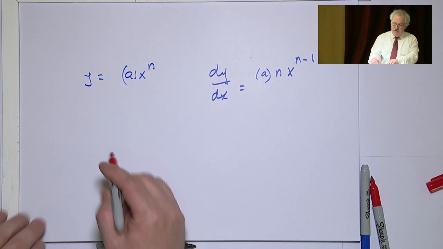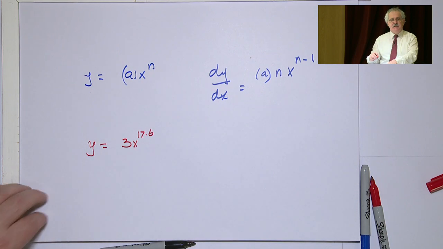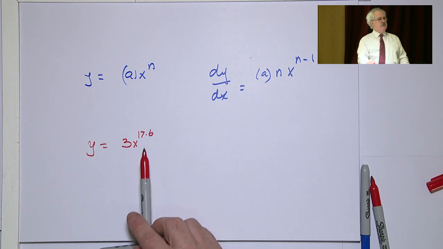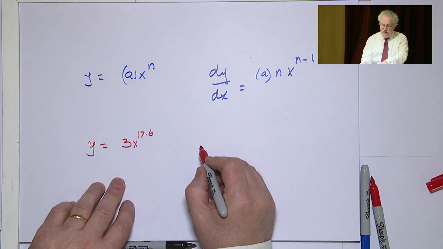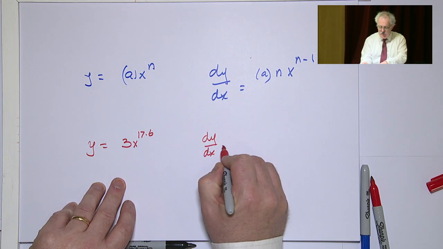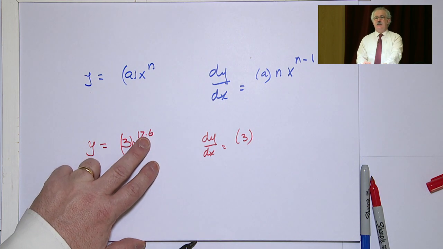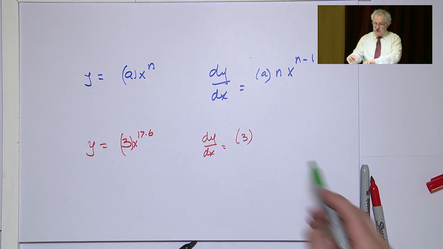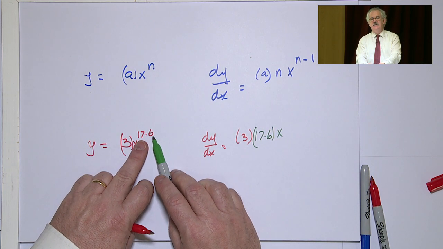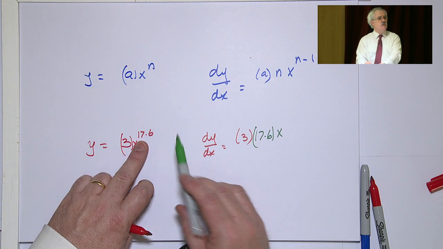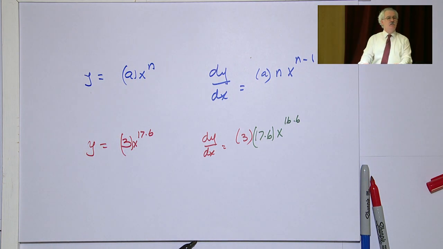So for example, if somebody says y is equal to 3x to the 17.6, you'd say, we didn't do that. No, you didn't. But you did the formula. And the answer would be, what's the rule? 3. What would happen to 17.6? Wouldn't it come down? 17.6, x, the x would stay. What would happen to the 17.6 on the top? 17.6 minus 1, 16.6. Is that okay?